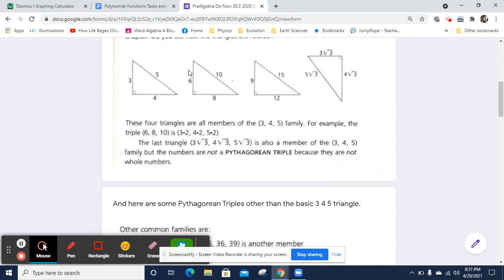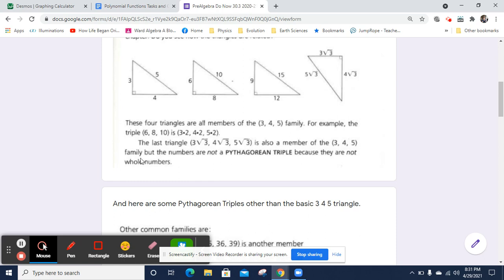So we've got a 3, 4, 5, 6, 8, 10, 9, 12, 15. These are all just scaled up 3, 4, 5 triangles. And here we have a 3 root 3, 4 root 3, 5 root 3. So this is a 3, 4, 5 triangle with all parts scaled up times square root of 3. Now, all four triangles are members of the 3, 4, 5 family. For example, 6, 8, 10 is 3 times 2, 4 times 2, and 5 times 2. That last one is 3 root 3, 4 root 3, and 5 root 3.